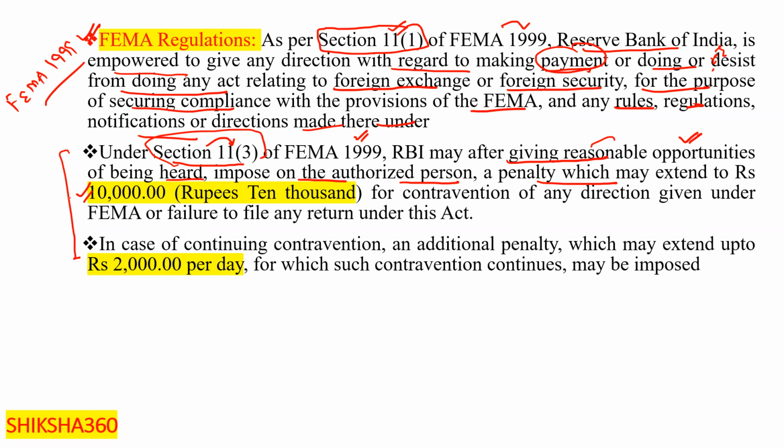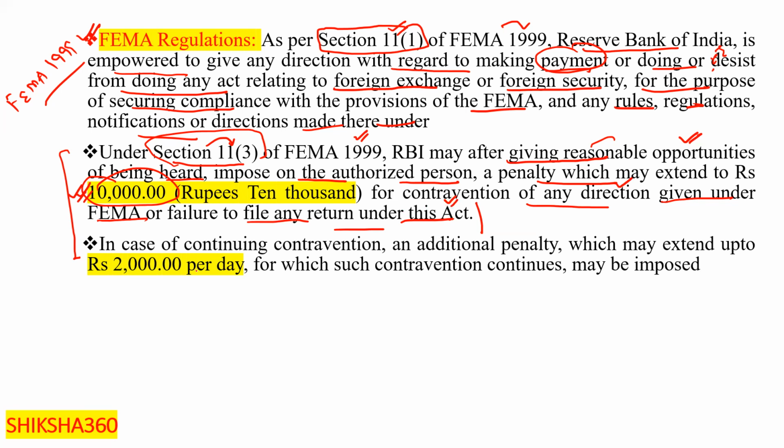That is the amount they will impose, a penalty of rupees 10,000 for not complying, for contravention of any direction given under FEMA, or failure to file any return under this act. So under section 11 of the FEMA, if any person is not compliant regarding the guidelines, then they have to pay a penalty of rupees 10,000 for contravention of any direction given under FEMA or failure to file any return under this act.